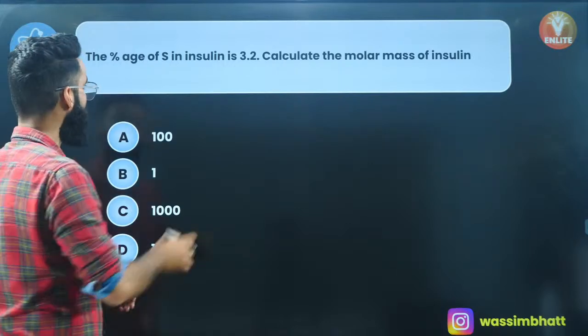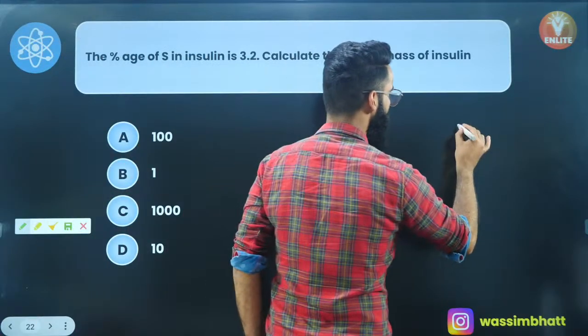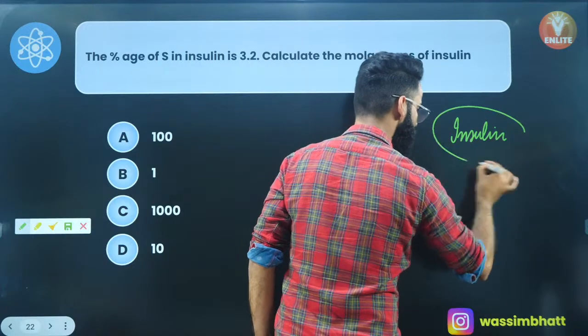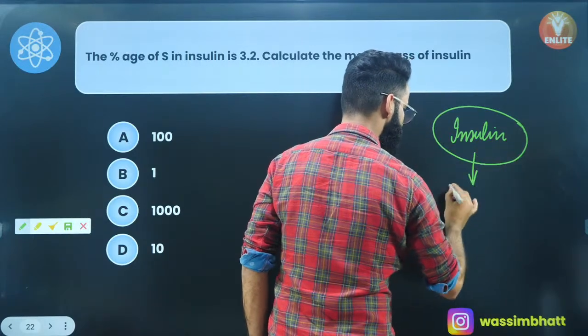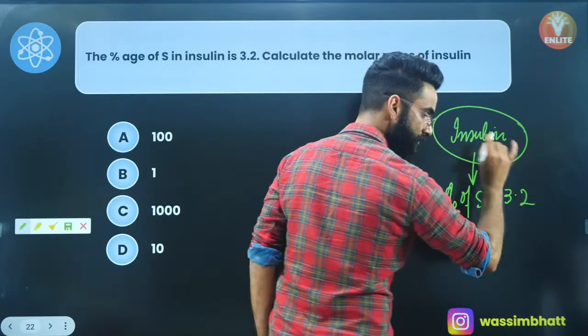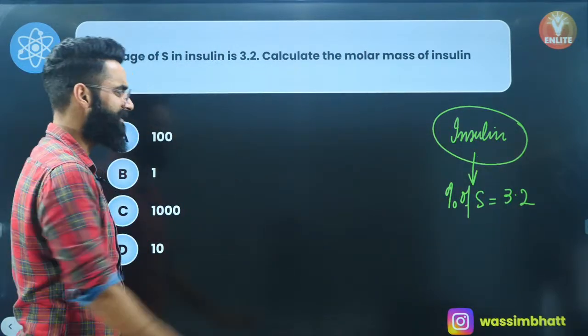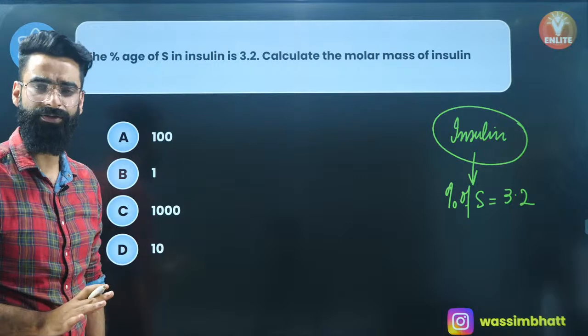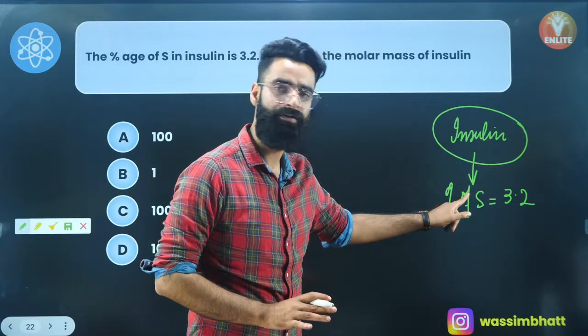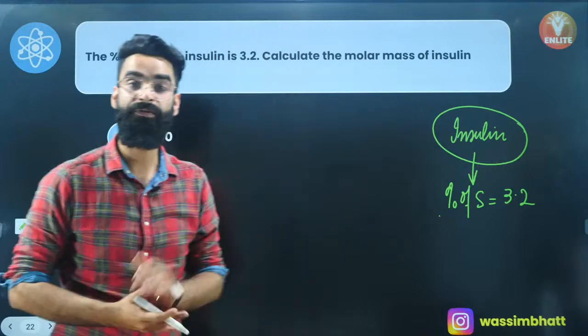See, as per the question, you have got a compound insulin, right? As per the question, the percentage of sulfur in insulin is equal to 3.2, right? It's given in the question. Percentage of sulfur in insulin is given as 3.2, right? So this clearly indicates in insulin there will be sulfur. I need to calculate the minimum molar mass of insulin.